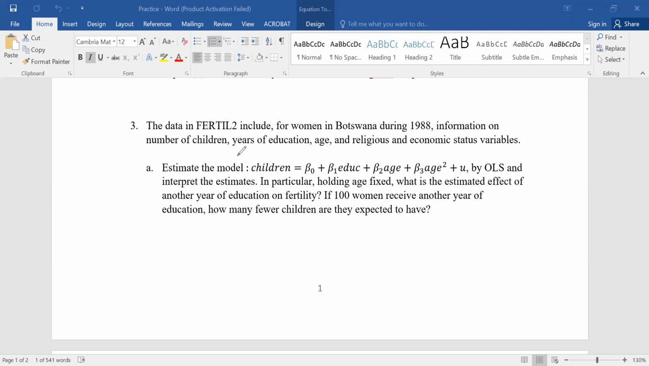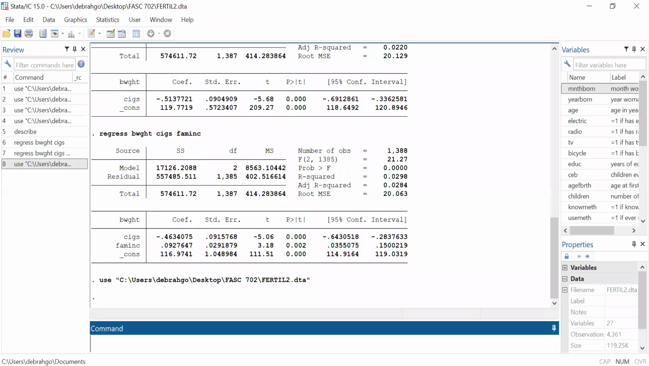Okay. Now, so that's fertility. So let's go and run it. When I go to the program, remind me, we are doing children on education, age, and age squared. So we are regressing.